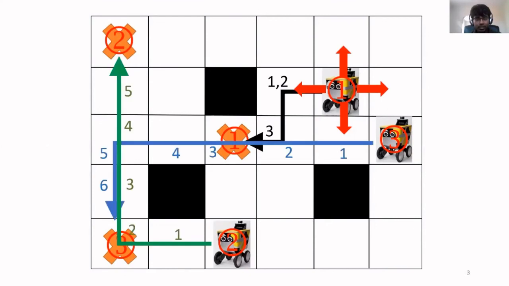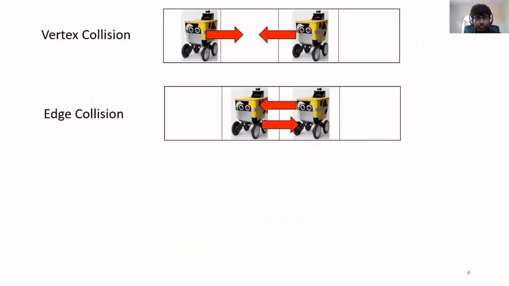Between consecutive time steps, a robot can move to one of its neighboring locations or stay in its current location. The task here is to figure out a path for each robot from its start to its goal location, and a schedule such that the plans for the robots are conflict-free. A plan is said to be conflict-free if there are no vertex or edge collisions.